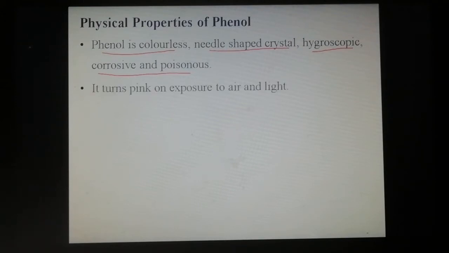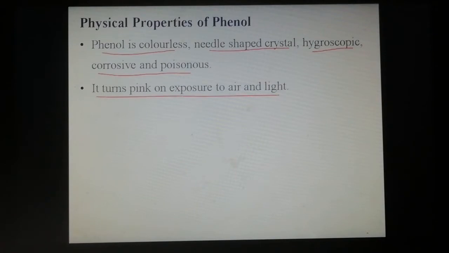Next, phenol turns pink on exposure to air and light. In the presence of air and light, phenol turns pink. So phenol is stored in laboratories in black or brown colored plastic bottles or glass bottles.